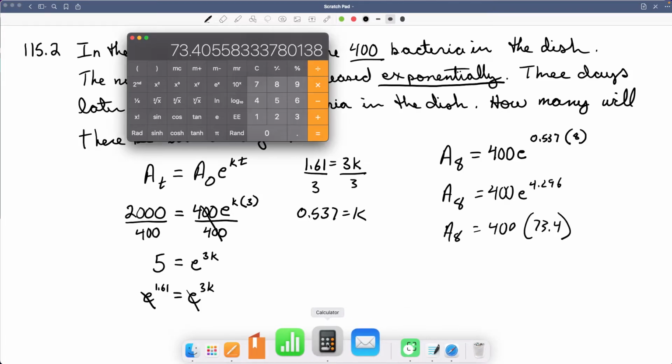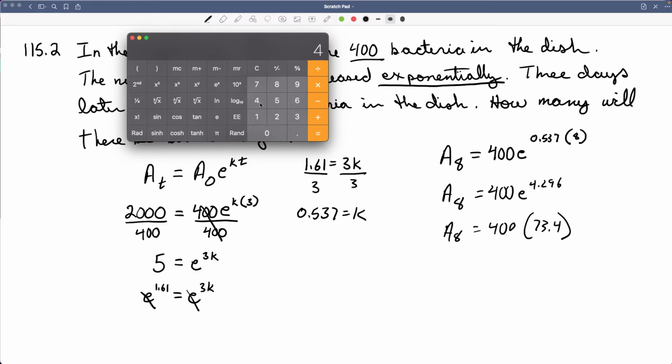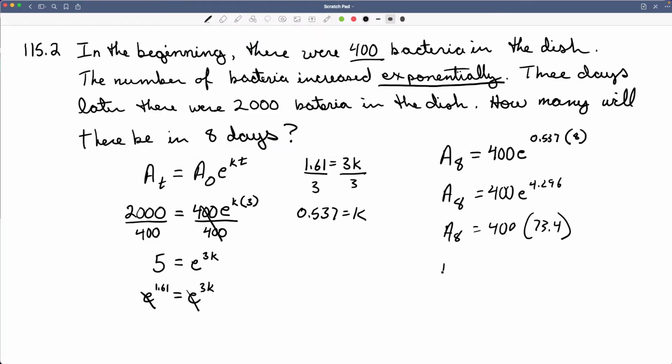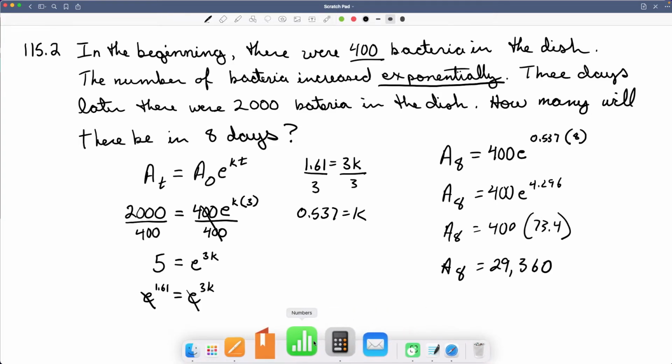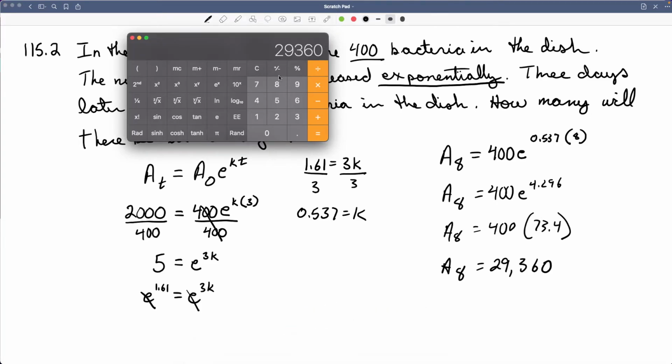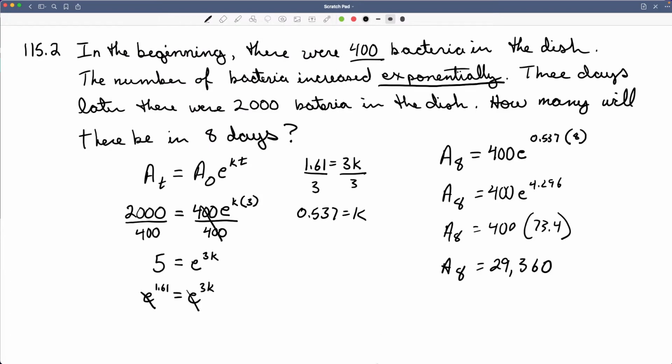All right, so now we multiply that. 400 times 73.4 is 29,360. So the amount of bacteria in 8 days is 29,360 bacteria. Was that 60 or 62? 60. So there you go. That's how you would solve for that.